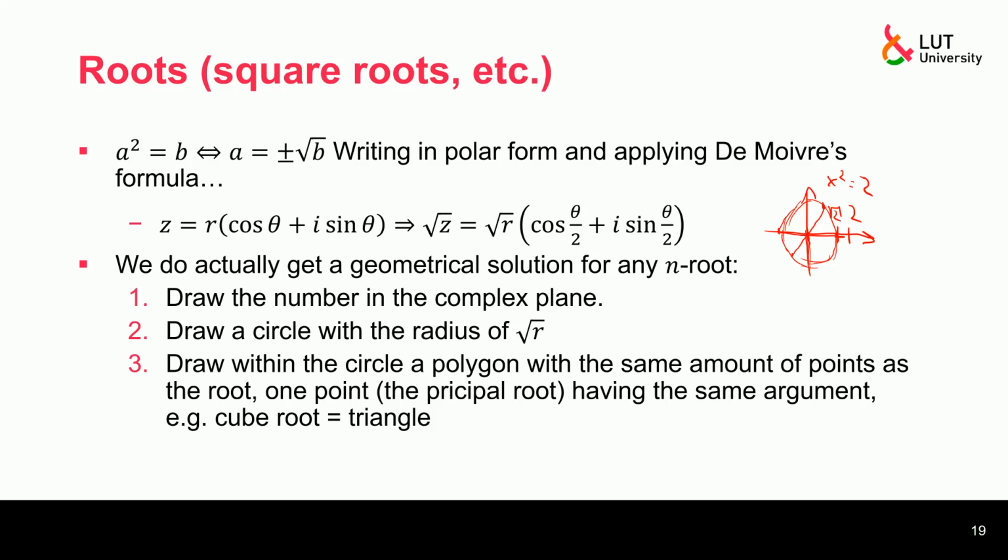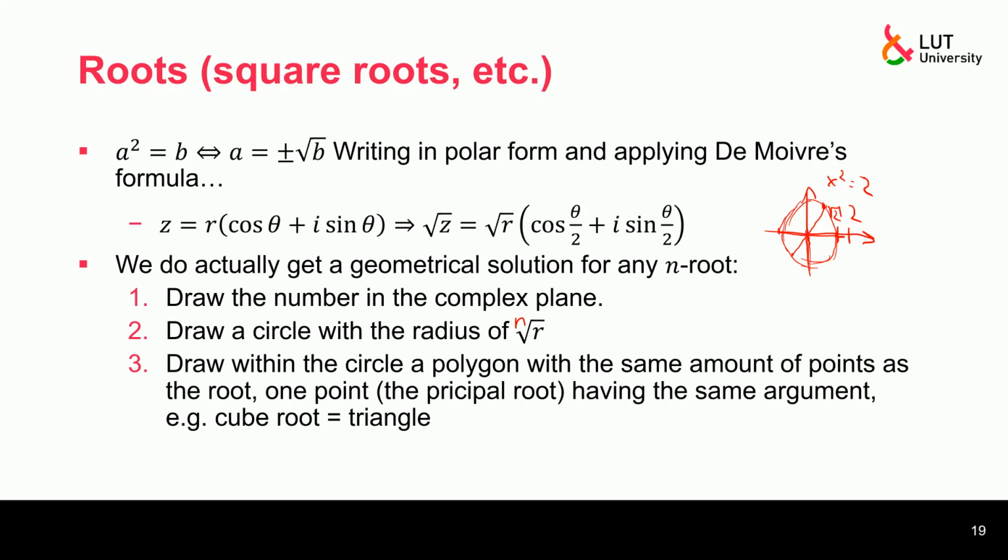So the geometrical solution for any root would be that we draw a number on the complex plane. So for example, this complex number here, and then we take the radius of the, this is a typo, it should have an n here, nth root of that, and draw the circle, and within the circle draw a polygon with the same amount of points. Well, in the case of square root, it's just a line through the origin to the other side.